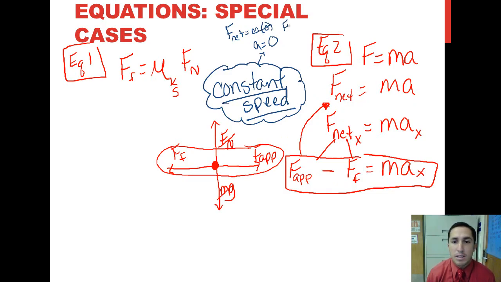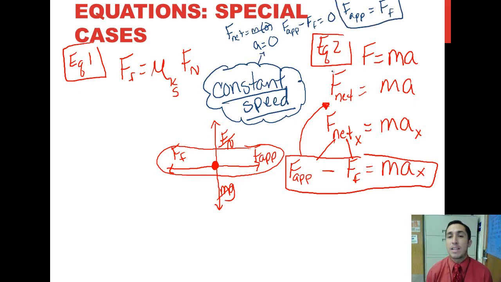So you are left with force applied, I'm sorry, I just broke down the F net. Force applied subtract your friction force equals 0. And if we just add friction force to both sides, we end up getting this. Force applied is equal to friction force. So this is the big idea. When you see constant speed, that means force applied is equal to your friction force.